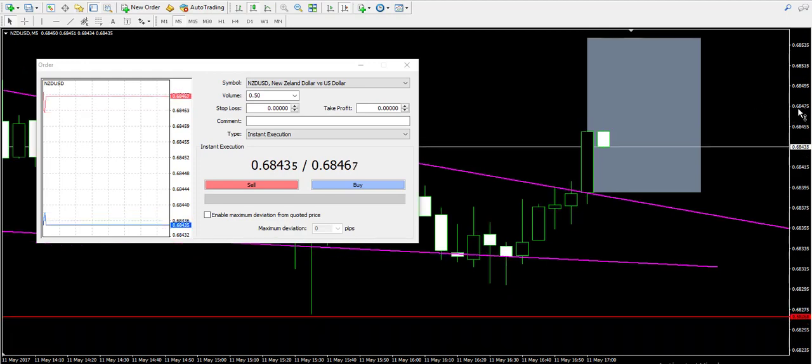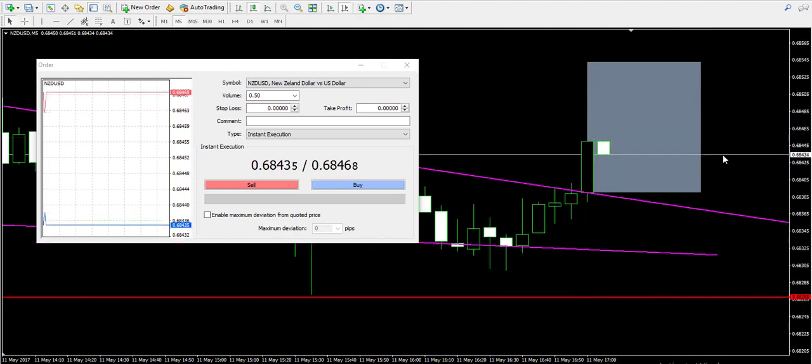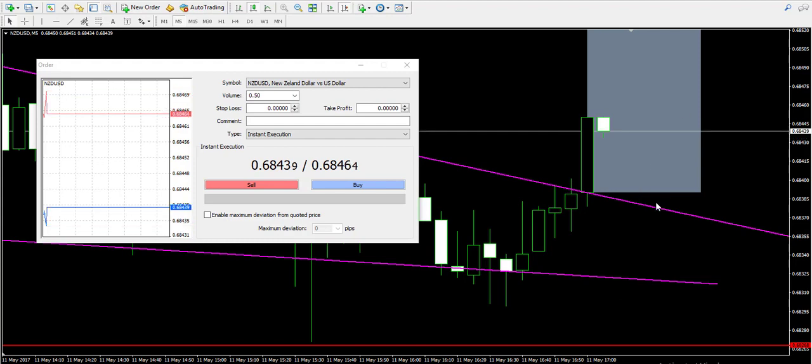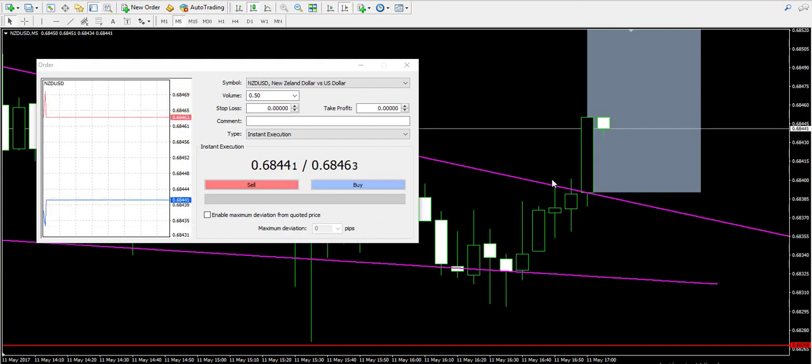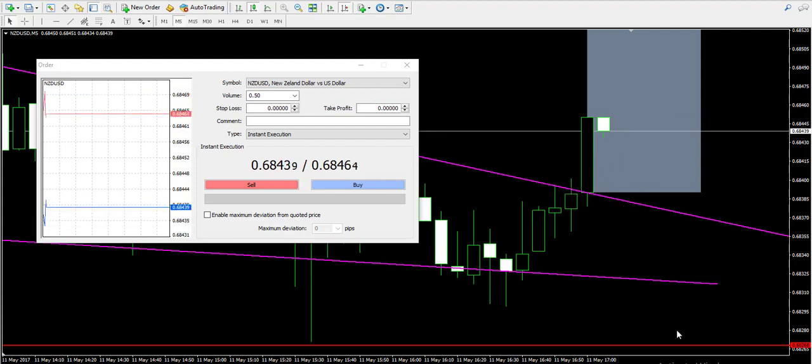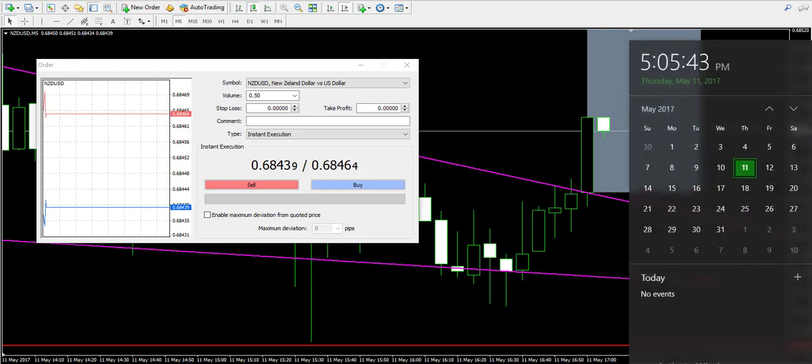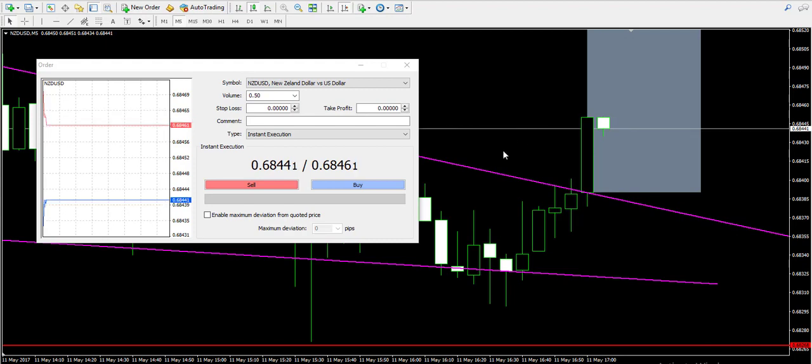Because if I buy now, I will lose a big part of the potential of the trade. So I will wait a little bit more, maybe a minute or two. Let me open my clock. 5:43, okay.